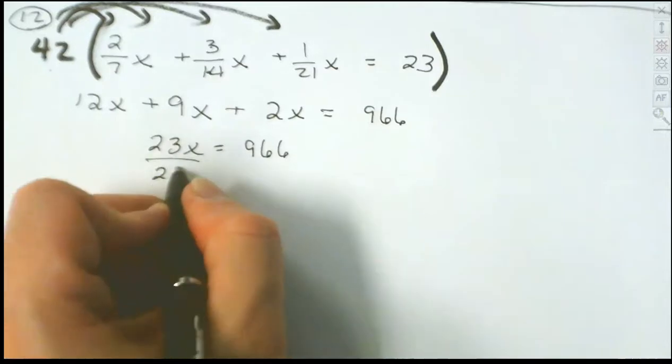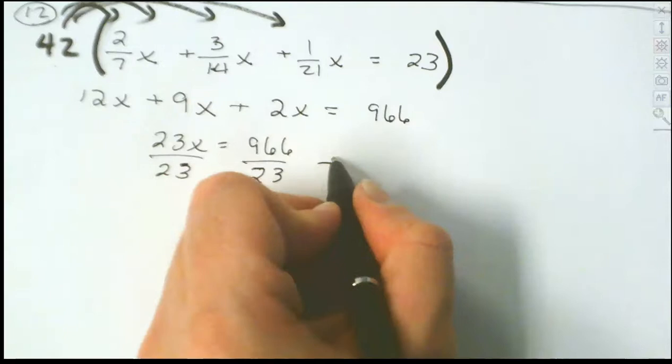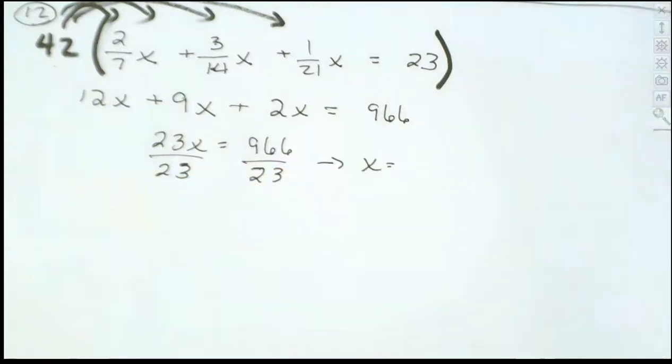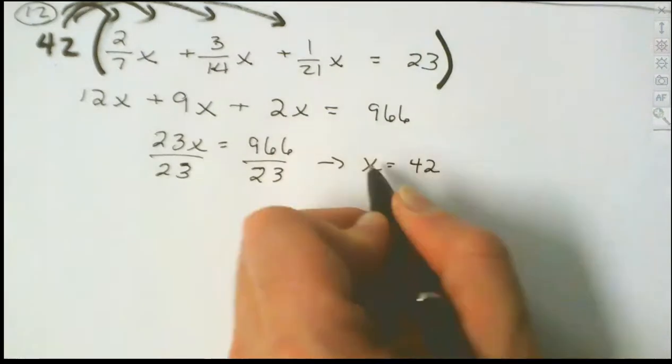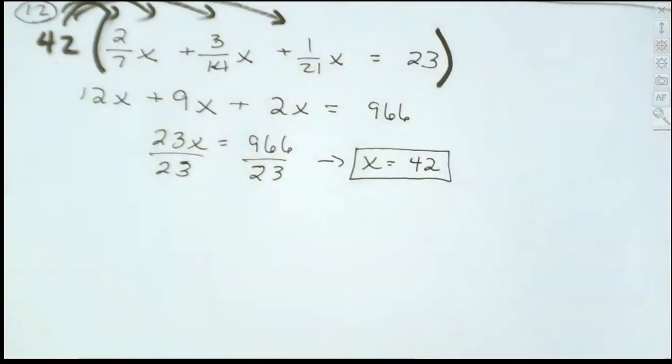We'll divide by our 23. And that should come out, hopefully, to a nice whole number here. 966. Divide that by 23. That comes out to be 42. So very, very similar to the last one. Yeah, I think we'll try to do 2 more, and then we'll finish these up next time.